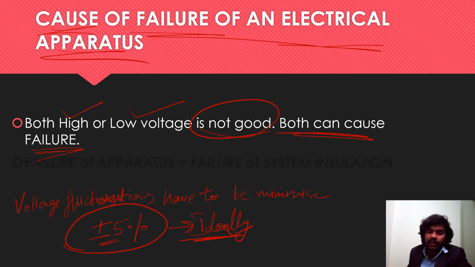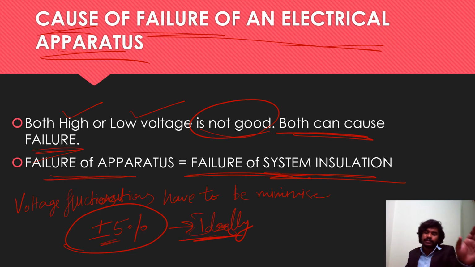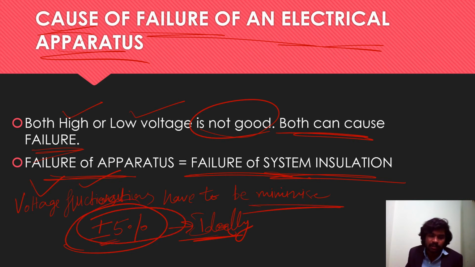If this happens, the equipment will not function properly, and if the variation is too large, then insulation failure will take place. So failure of any electrical apparatus is basically nothing but the failure of system insulation. If insulation fails, then you say the system has failed, and the complete apparatus is out of service. So in order to avoid the failure of insulation, what do we have to do? We have to reduce the voltage fluctuations. It should be minimum. How much should it be? Ideally plus or minus 5%.